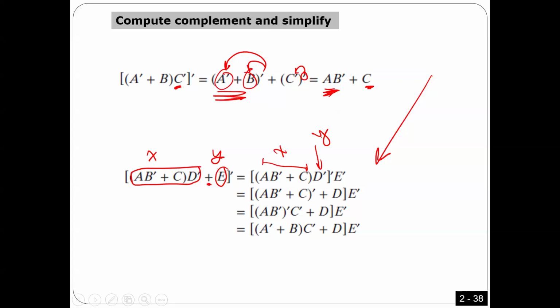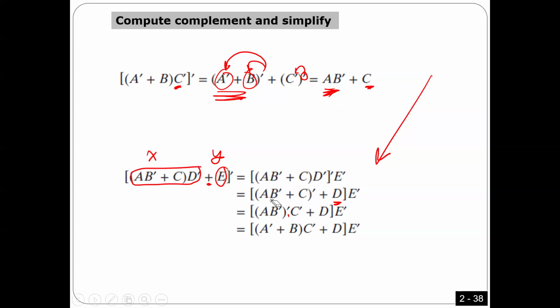So here I invert this one. This term was D prime, it becomes D. This term here, I'm going to take this term and invert it. Any AND should become OR. And still I can break it more using De Morgan again. Here you have X and you have Y. So I need to invert this one and invert this one. If I invert this one it becomes C prime. Any OR should become AND.